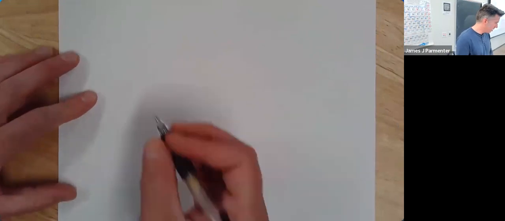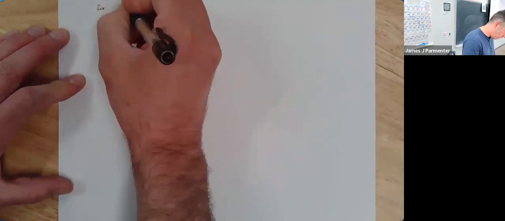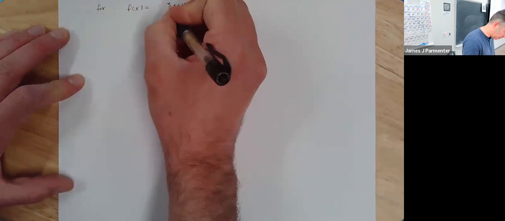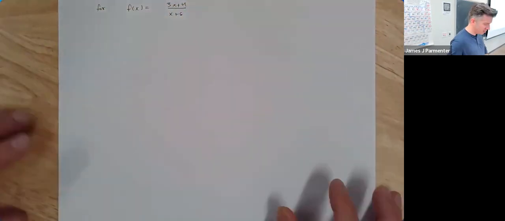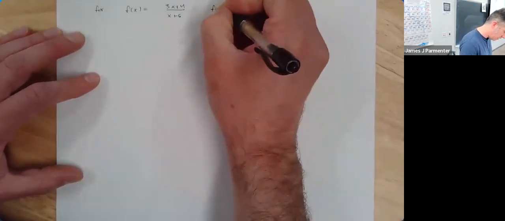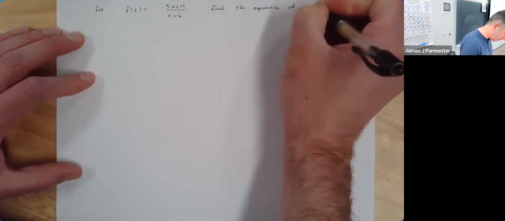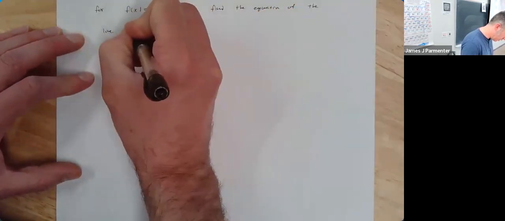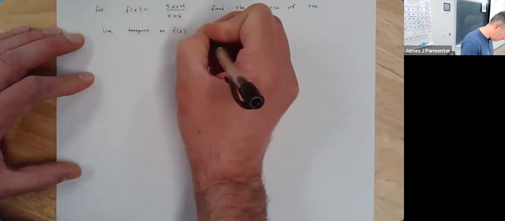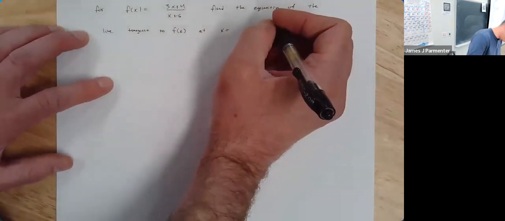So here's one that's like problem 4, which is a little bit dicey. For f of x equal to (3x plus 4) over (x plus 6), I'm going to phrase the question how you'll probably see it on the exam, which is: find the equation of the line tangent to this function at x equal to, what did I pick here? 1.